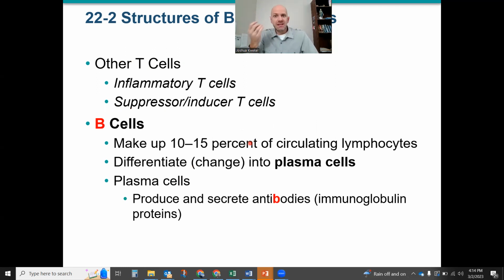The B cells are easy, okay? B cells make antibodies, okay? So I noticed that the red font of the B here, B cells make antibodies. Notice the B of antibodies is also in red, and that's the mnemonic. B cells make antibodies.